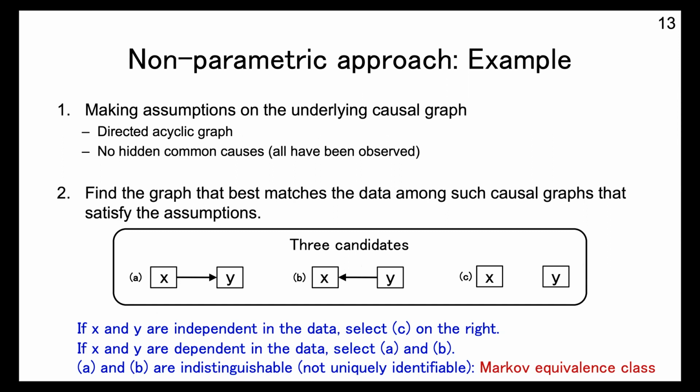So now we have two candidates, but we cannot further distinguish between the two graphs A and B because X and Y are not independent in both graphs A and B. This is consistent with the data. Like these two graphs, A and B, the set of models that cannot be distinguished in terms of independence and conditional independence is called the Markov equivalence class.